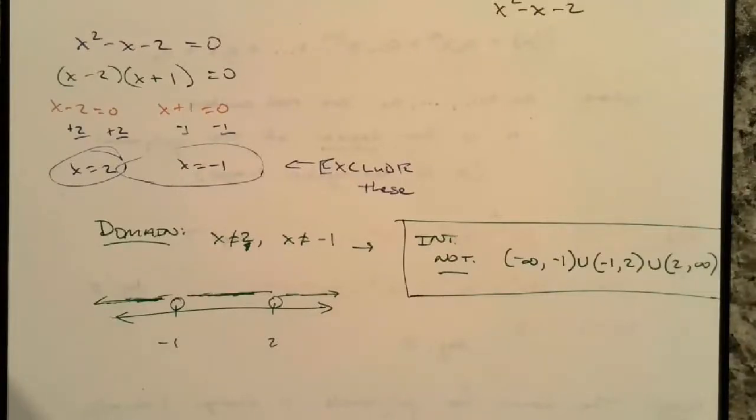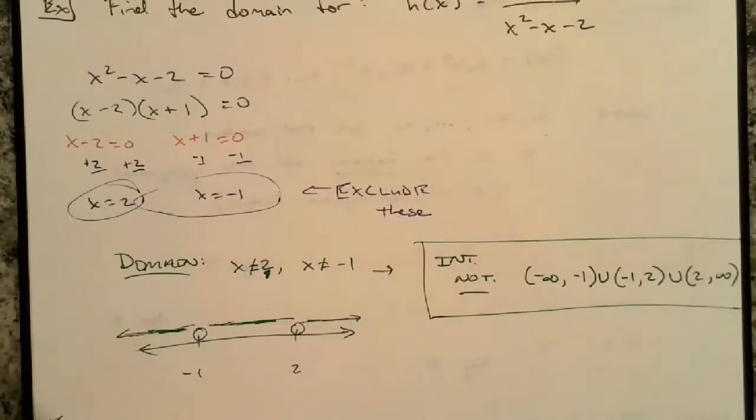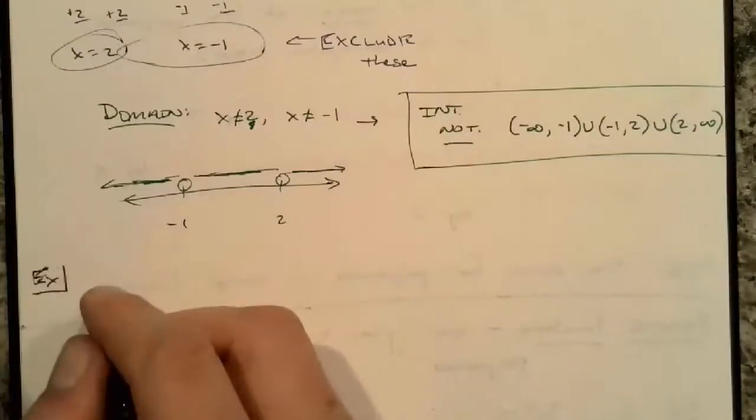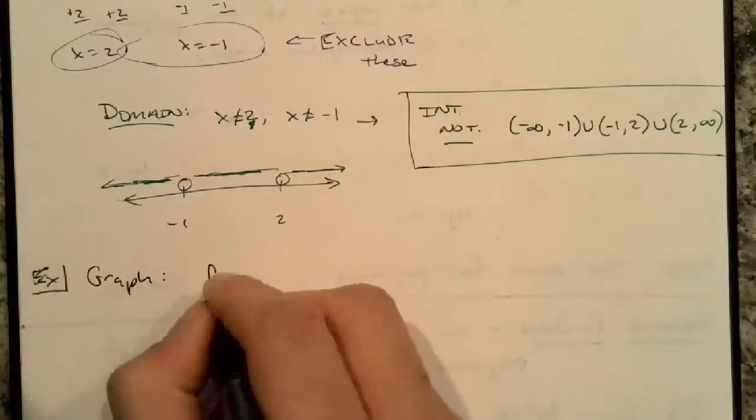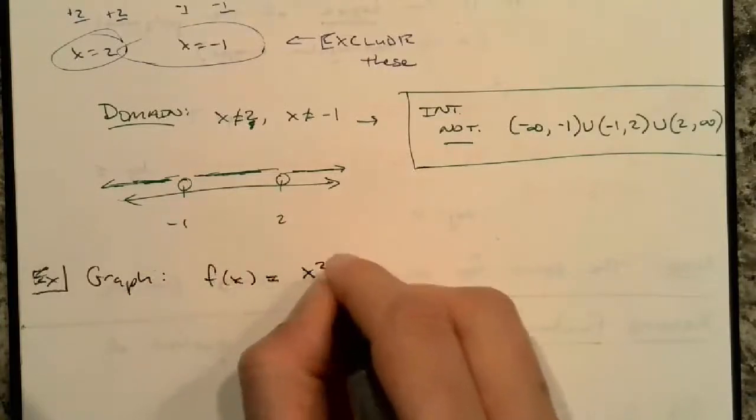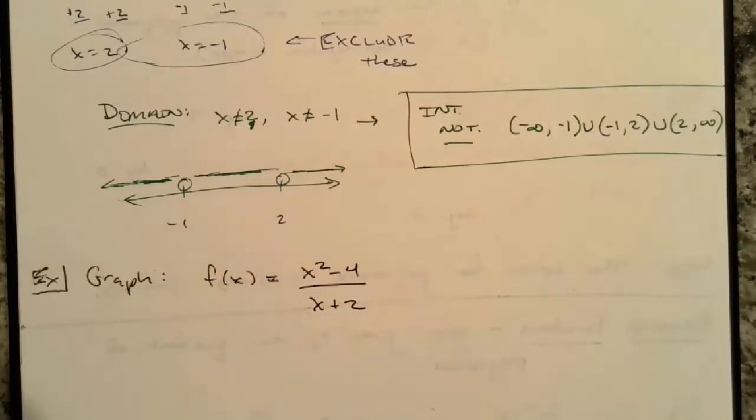Let's take a look at one more here. If I said, for this example, to graph f of x equals x squared minus 4 over x plus 2. So again, this is a rational function. It has a polynomial numerator over a polynomial denominator. And we're going to try to find the domain, and then I'm going to graph it.